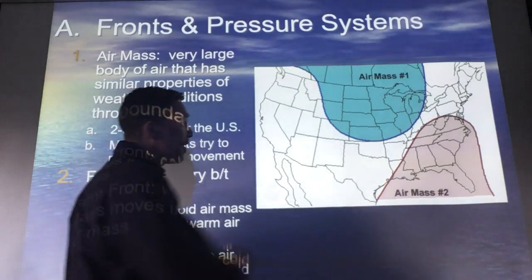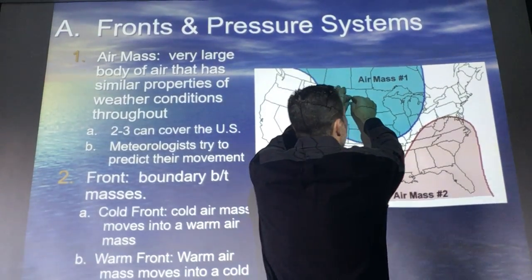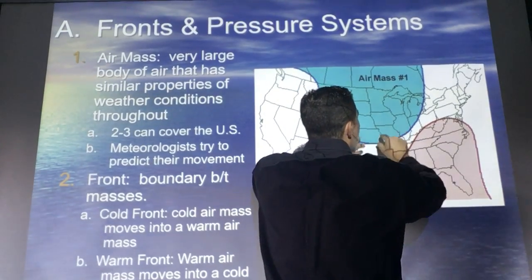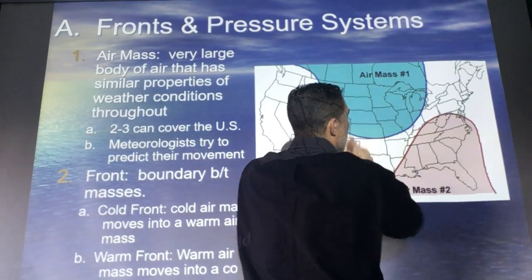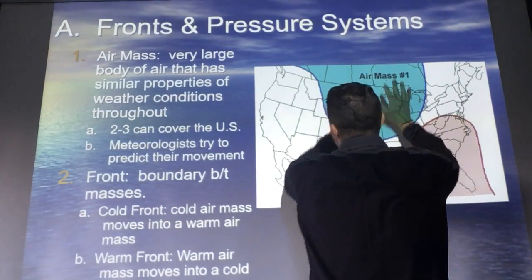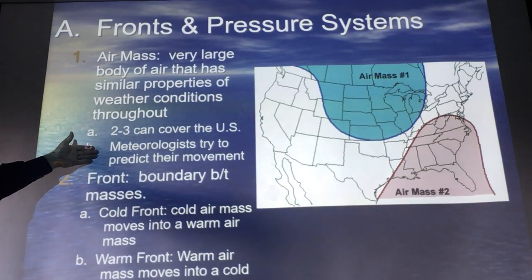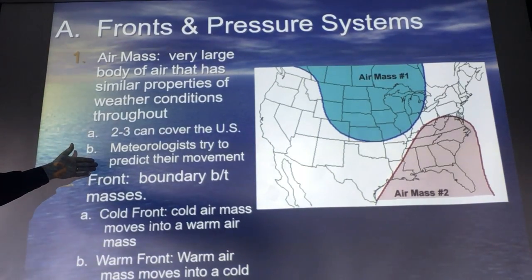Meaning, if you had a big cold air mass, you wouldn't have like a little hot one here, a little hot spot there, a hot spot there. It would be cold throughout the whole thing. Warm throughout the whole thing. Usually warm and wet, cold and dry. 2 or 3 can cover the entire United States. Meteorologists try to predict their movement.